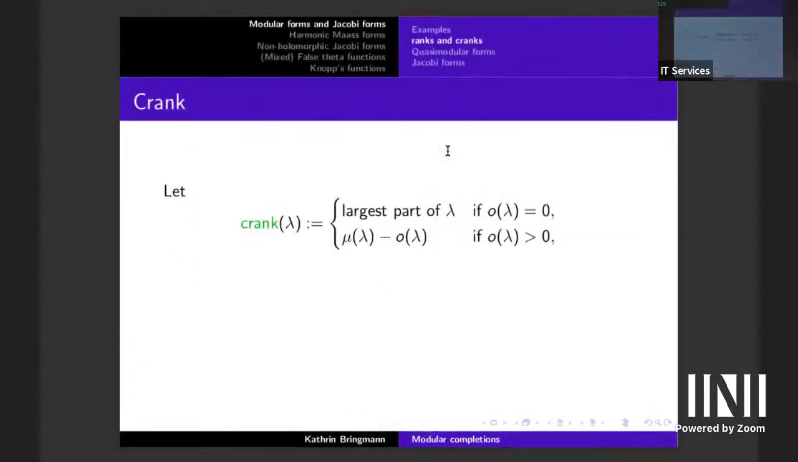Now, I already mentioned that Dyson's rank explains those first two congruences. In order to also explain the final one, the mod 11 one, Dyson postulated the existence of another statistic, which he called the crank, and which should explain all congruences. So the crank is defined as follows. The crank of a partition is the largest part of the partition if O of lambda is 0, where O of lambda counts the number of ones in the partition. And it's mu of lambda minus O of lambda if O of lambda is bigger than 0, and mu of lambda is the number of parts that are bigger than O of lambda.